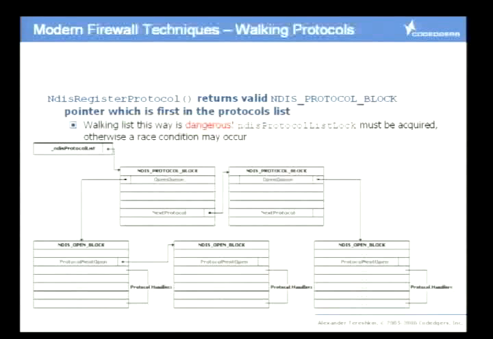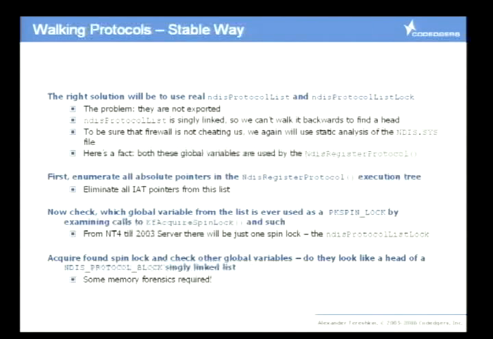So this solution is not absolutely safe, because when they walk the protocol block list using the next protocol link, one of these links may be broken because they didn't acquire the ndisProtocolListLock. So what about a stable way to solve this problem? The right solution would be to use a real list head and a real list lock. The main problem is that they are not exported. The other problem is that this list is singly linked and we can't walk it backwards to find the head.